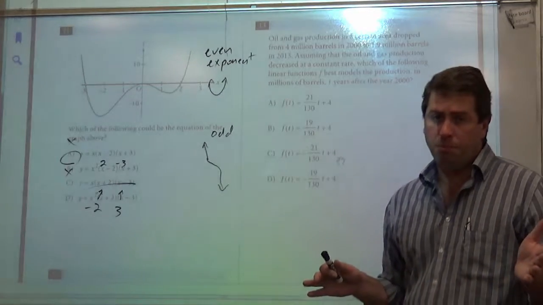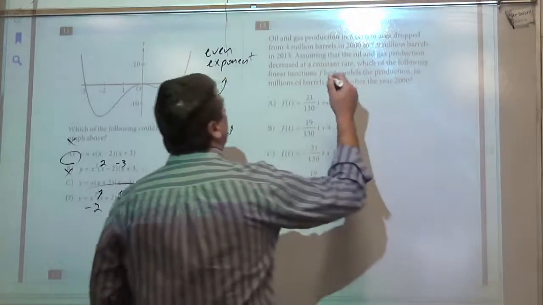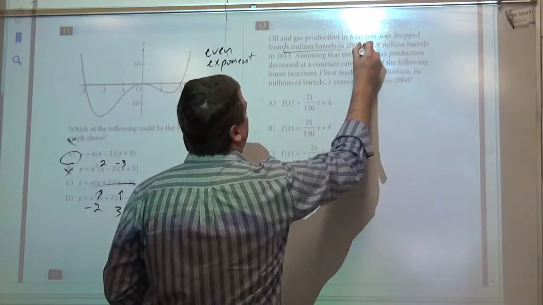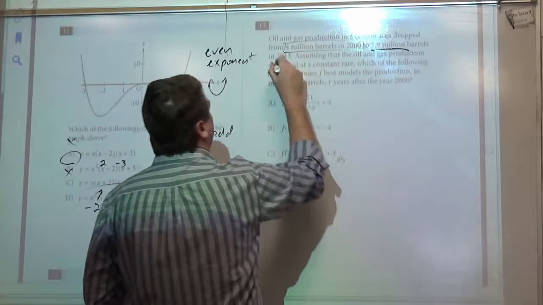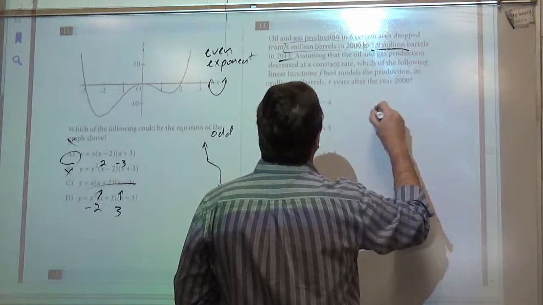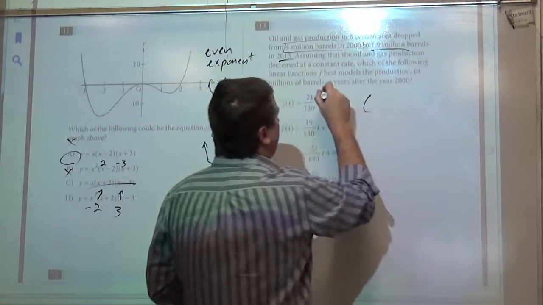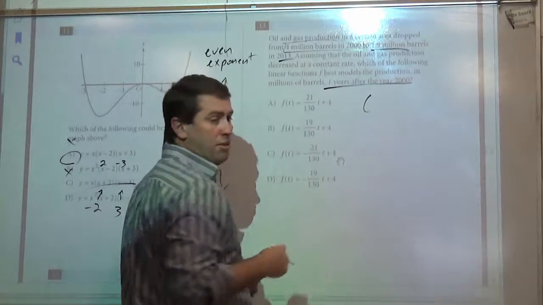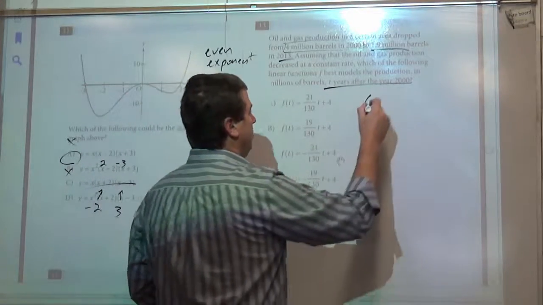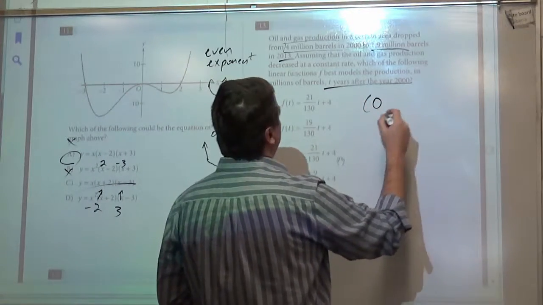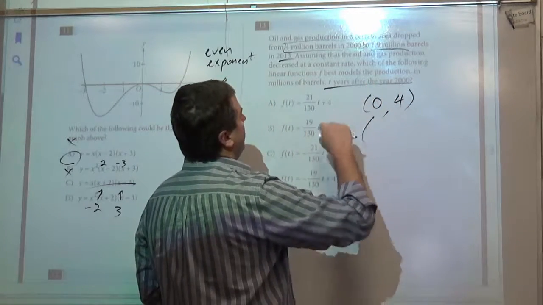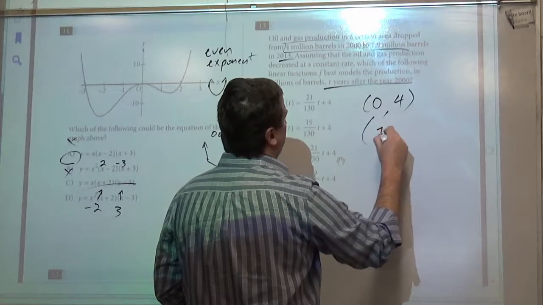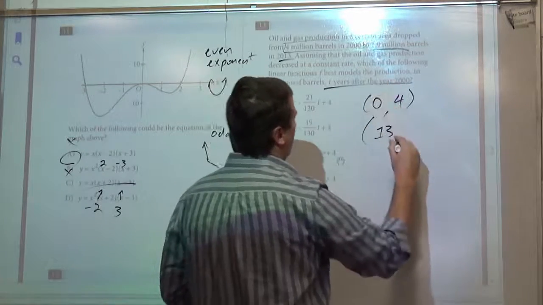We need a slope. So we had 4 million in 2000, 1.9 in 2013. Those are actually coordinates. T is years after 2000, so that means the year 2000 is 0. And in 0, we had 4 million. And in 13, we had 1.9.